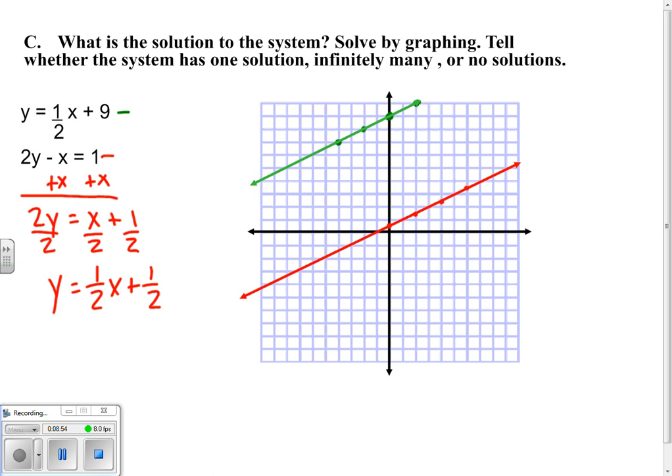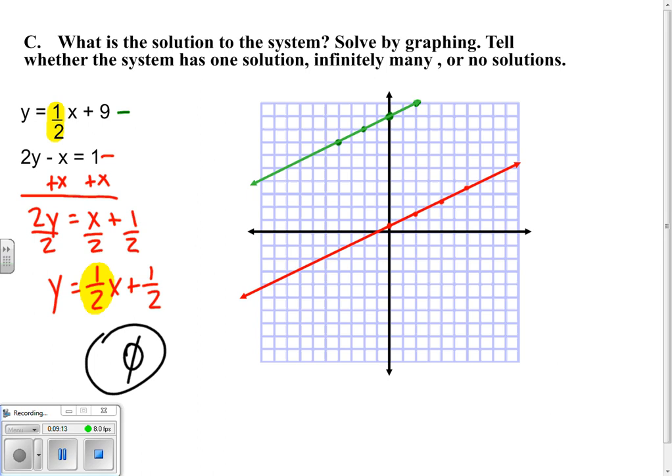It should be pretty quickly clear to you that these lines don't intersect. These are parallel. In fact, you can check that algebraically because the slope of the red line is 1/2 and the slope of the green line is 1/2. Because these are parallel, this is a no solution system. I use the no solution symbol for that.